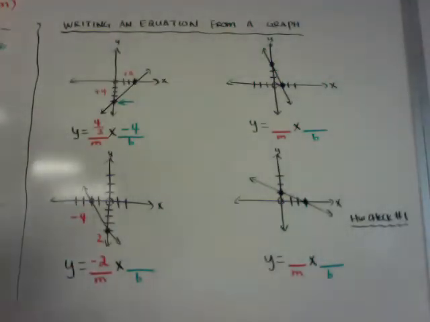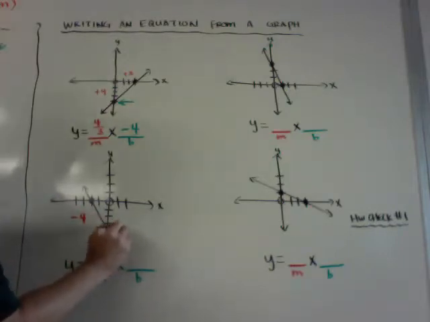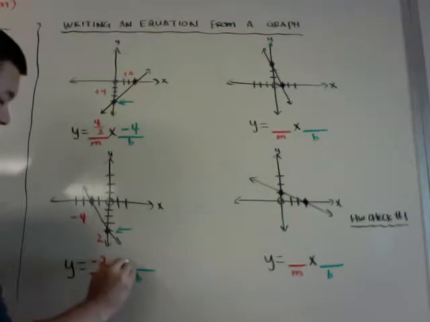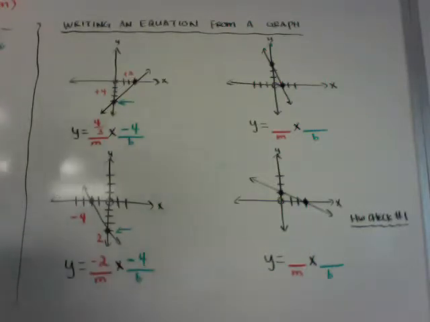And then my y-intercept, again, is this here where it crosses the y-axis. It's at negative 1, 2, 3, 4. It's at negative 4. So my equation is y equals negative 2x minus 4.